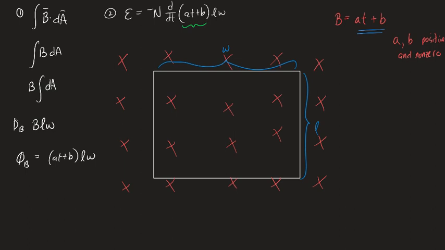So, when I take this derivative, minus N LW, I'm taking the derivative with respect to time of AT plus B. And having done this before, and so have you, the derivative can be distributed, and the derivative of AT with respect to T is just A, and the derivative of B is 0, because it's a constant. So after step 2, negative N LWA.